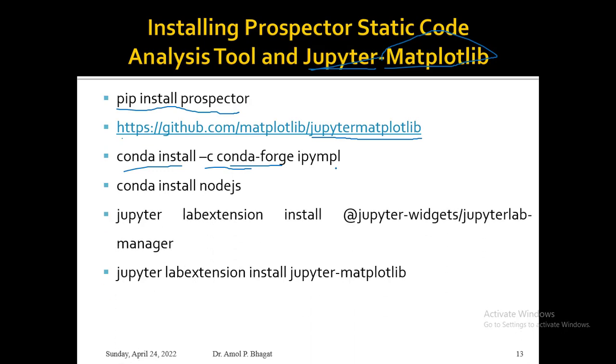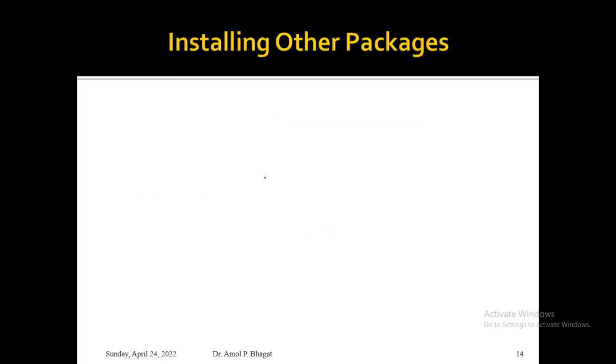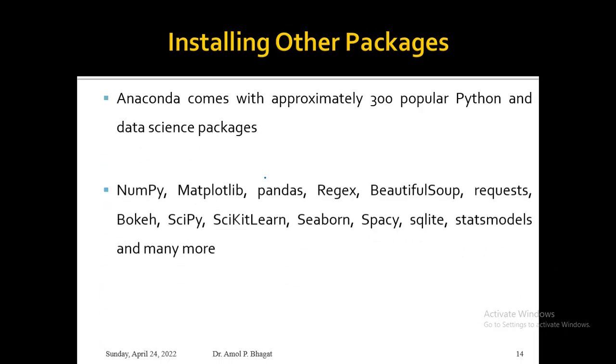Then you can also install the Node.js libraries. Then you will be executing the Jupyter Lab extension install for Jupyter widgets. And finally you will be executing the Jupyter Lab extension install for Jupyter Matplotlib. One command that you need to remember is conda install -c conda-forge, and in front of that you have to specify the name of the module or library that you want to install.